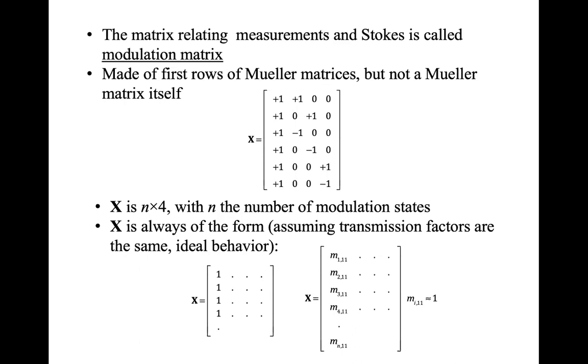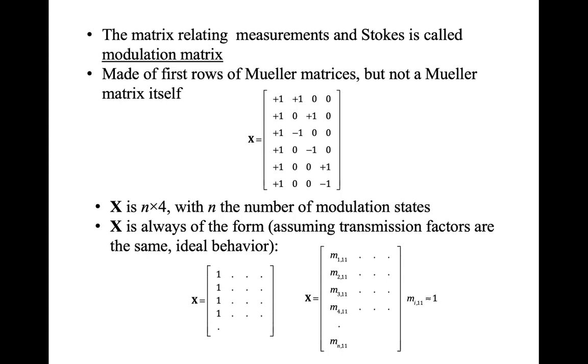The other thing is that this matrix, the modulation matrix X, is N times 4. Of course, 4 because there are 4 Stokes parameters. N is the number of measurements that you are doing. In the previous case, it's 6, but it can be whatever. You'll see other cases. That's what gives you the Stokes parameters to your measurements.